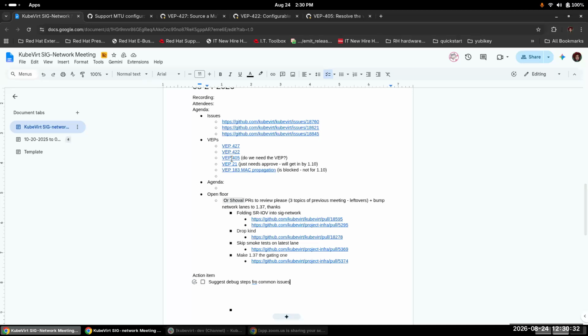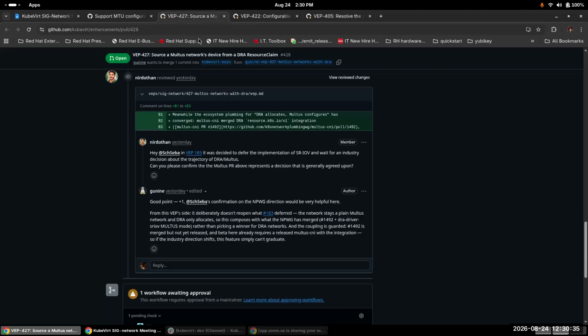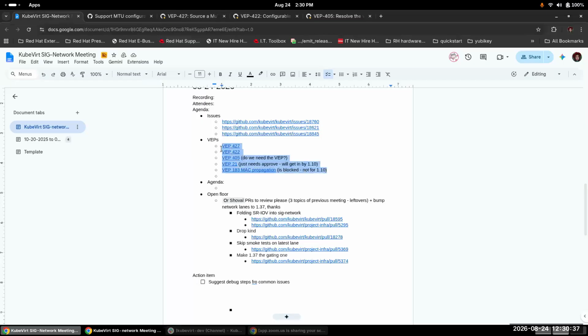Okay, moving on to the webs, because we have so many items. We have these many webs that I know of. If there are more, please add them here. So there's the extension to Web 183, which Shoval said is blocked, so it's not being considered for 1.10, right? Right. Okay, and there's Web 21, which just needs an approve, and it will hopefully get in by 1.10, so we do not have to worry about it. What do you mean? It's ready? It's ready. It has LGTM and it's ready for your revisit.